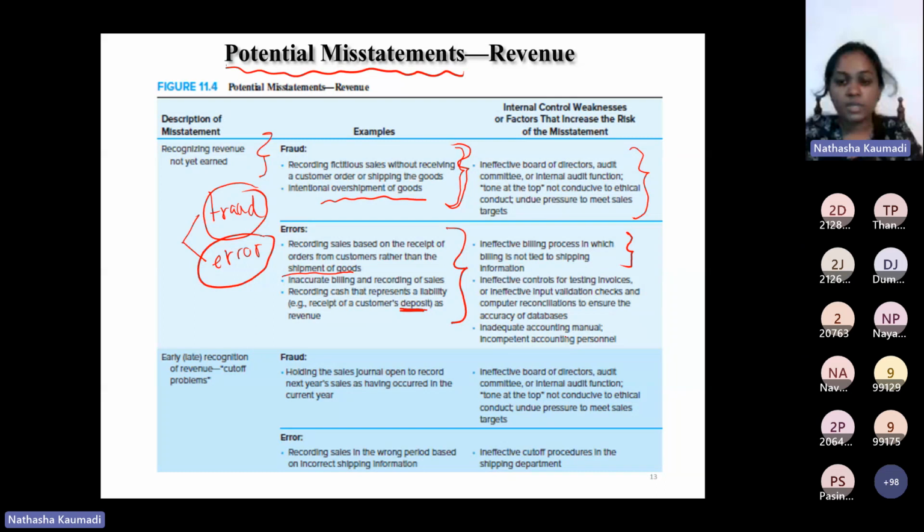Inadequate accounting manual and incompetent accounting personnel. Sometimes there's a trainee, and the trainee is doing all these processes. Now that person is not well trained. He or she doesn't understand the process well. Then again, misstatements can happen. So those are the examples for frauds and errors and internal control deficiencies. Now we'll see the second one as well.